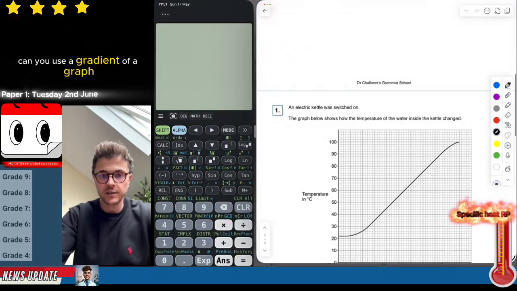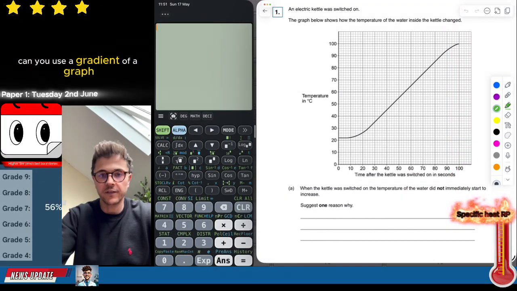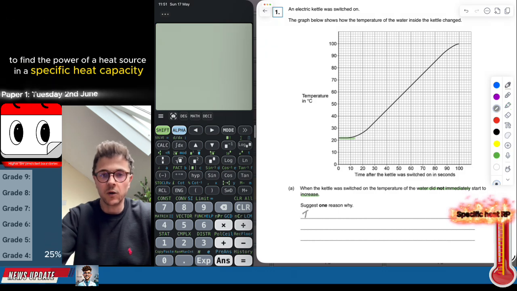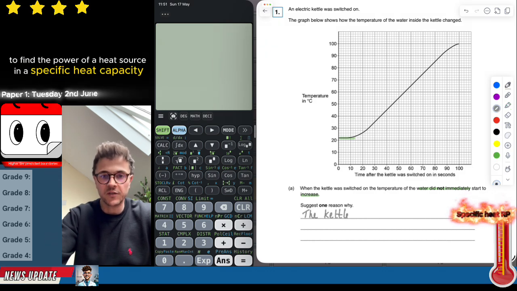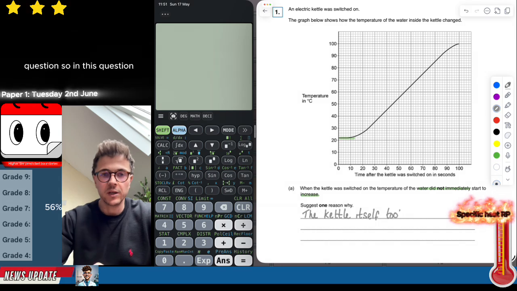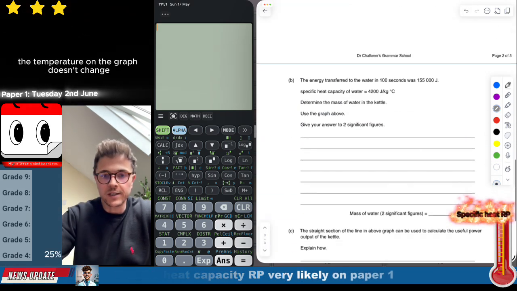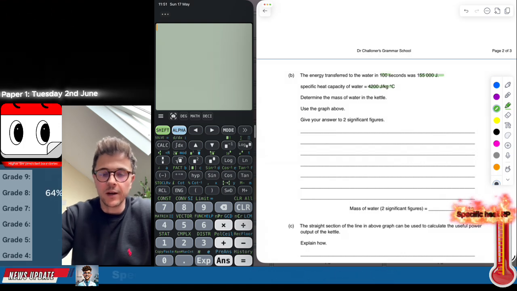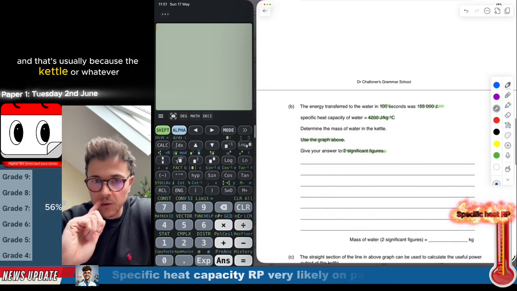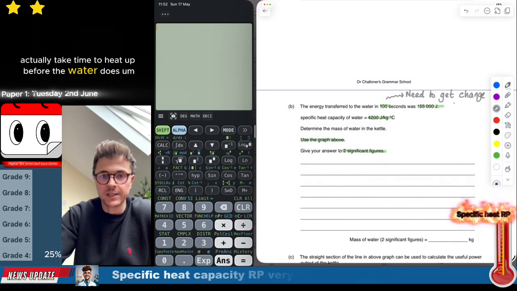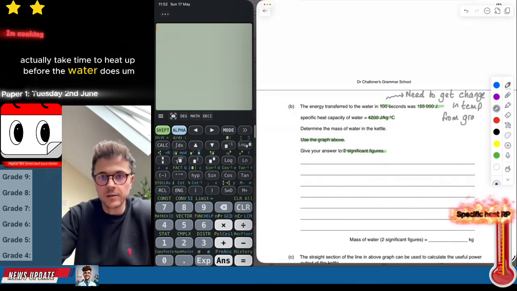Can you use a gradient of a graph of temperature over time to find the power of a heat source in a specific heat capacity equation? So in this question, we can see that initially the temperature on the graph doesn't change for a given amount of time. And that's usually because the kettle, or whatever the appliance is that's heating up, actually takes time to heat up before the water does.